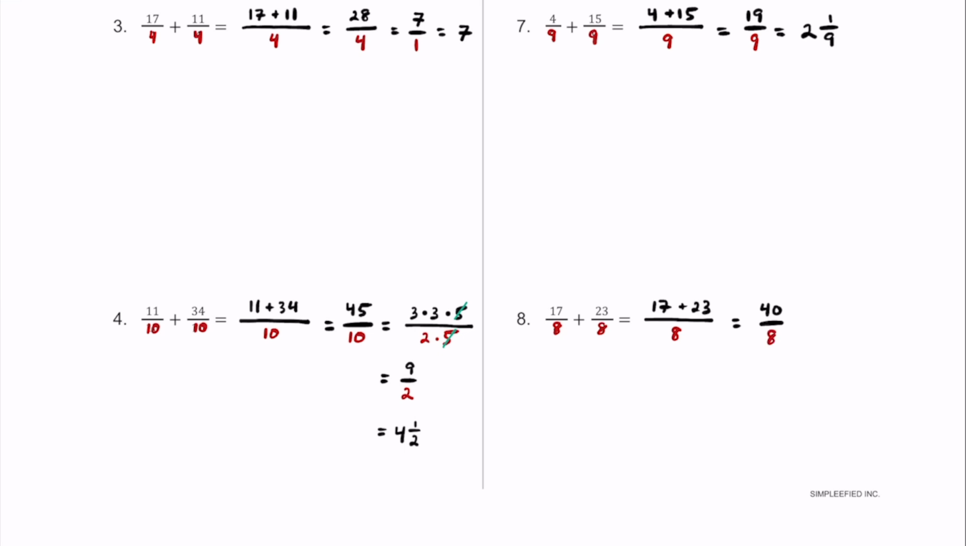Now this one's pretty interesting. We had one similar earlier, like in number 3, but it just so happens that 40 divided by 8 is exactly 5.